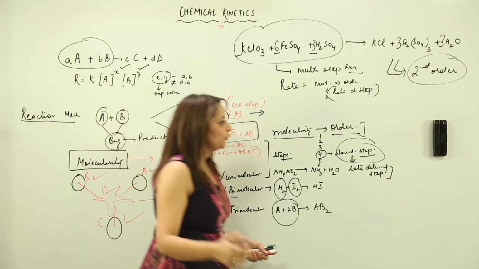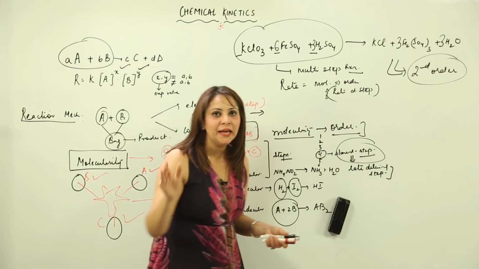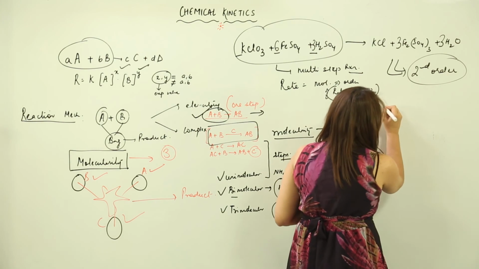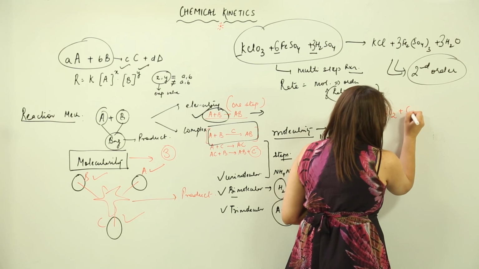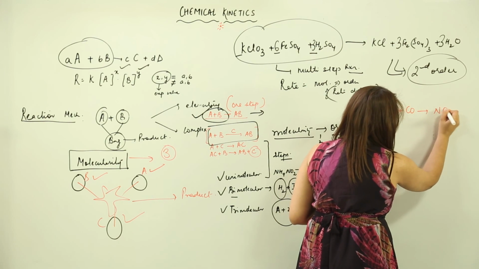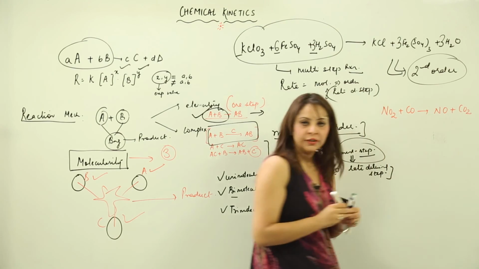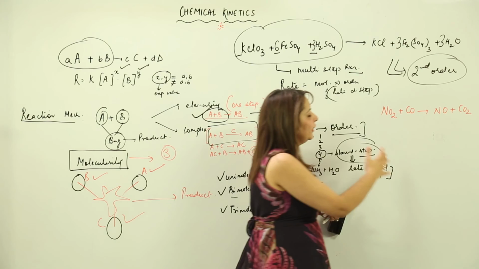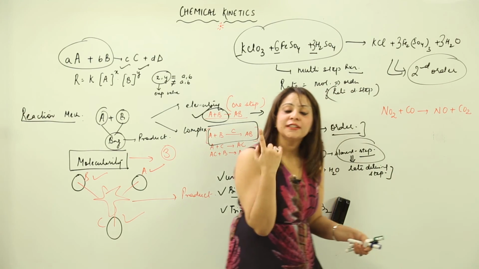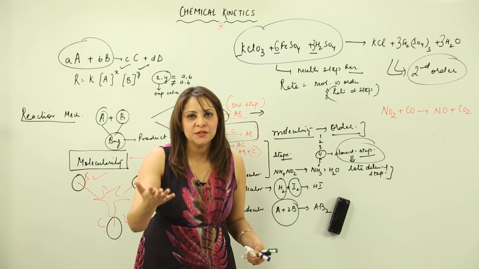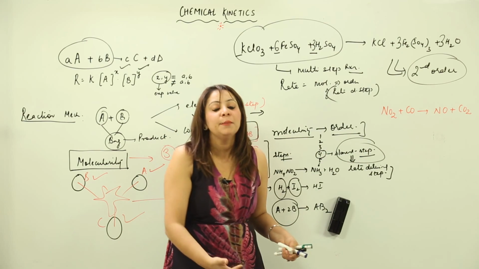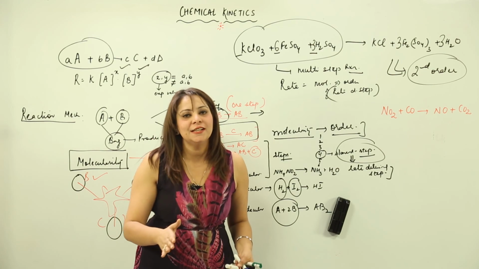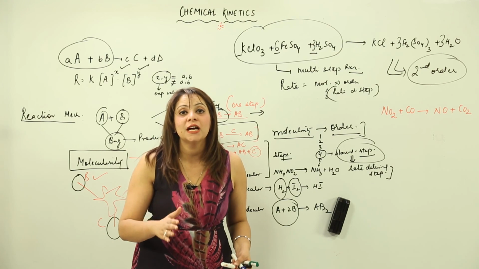I am going to explain this with a few examples, taking the mechanism into consideration as well. Suppose I have this reaction: NO2 plus CO gives rise to NO plus CO2. Here NO2 is combining with CO and giving rise to NO plus CO2. So this reaction appears to be elementary. You must be thinking that because I wrote it in a single step, it is a single step reaction. But it is not a single step reaction, it is a complex reaction because it occurs in two steps.